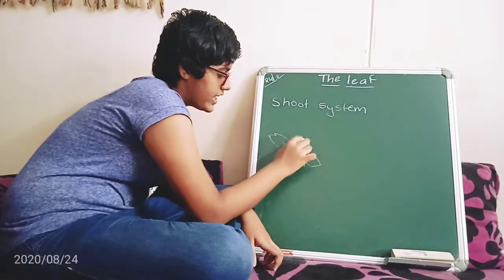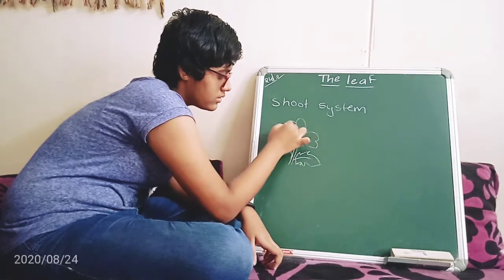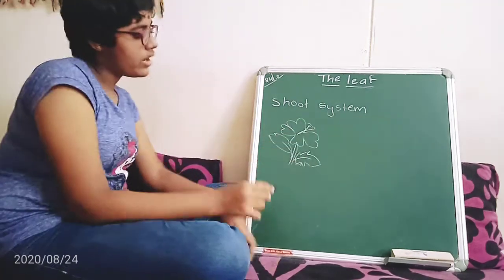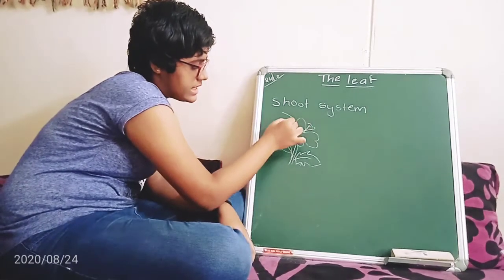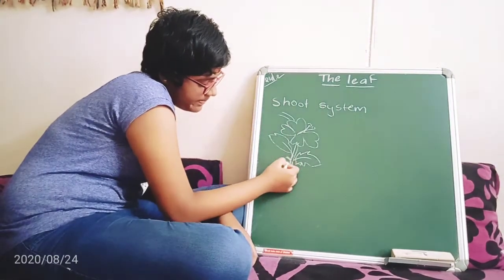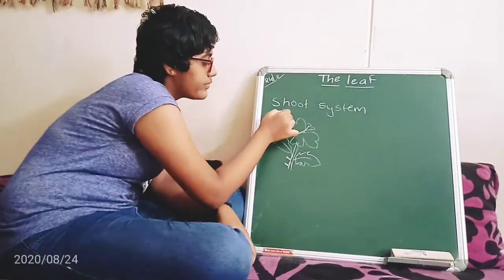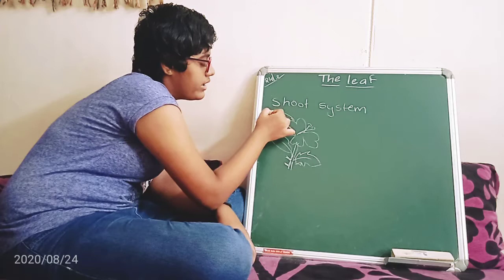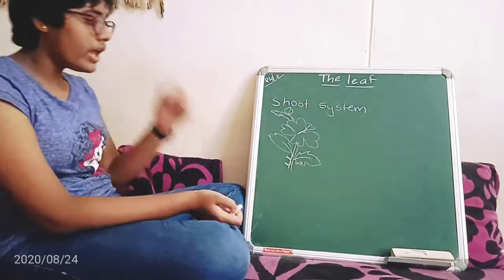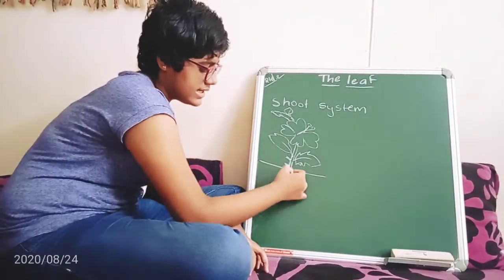And here is the flower. Okay, and this stem had been extended here. Here are some plants. And here is the stem extended here. Here is one bud present. Here is another leaf. Okay, this is the shoot system. If you go underground, see, this is the root.